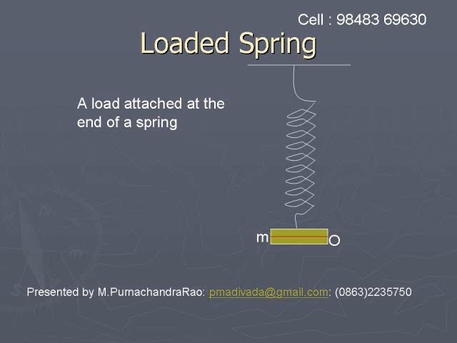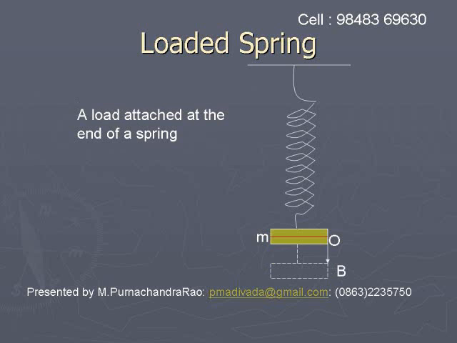When this suspended load is pulled down and set free, suppose it is pulled down up to the position B, the dotted rectangle represents the pulled down position of the loaded mass, and when it is set free, it moves up and comes down. The highest position is represented by the dotted rectangle A.